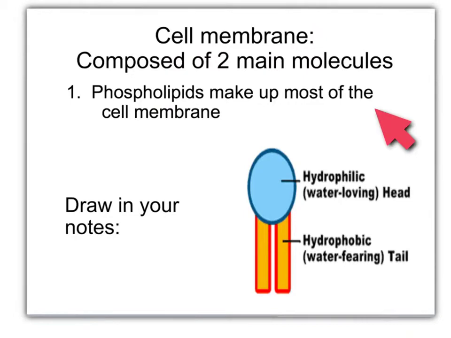The cell membrane is composed of two main molecules. The first one is something called a phospholipid, and this makes up the majority of the cell membrane. If you did that activity on the cell membrane app on the iPad, you'll put a bunch of these together and hopefully remember that this is the main component of the cell membrane because you would have put a lot of them together to make the cell membrane.